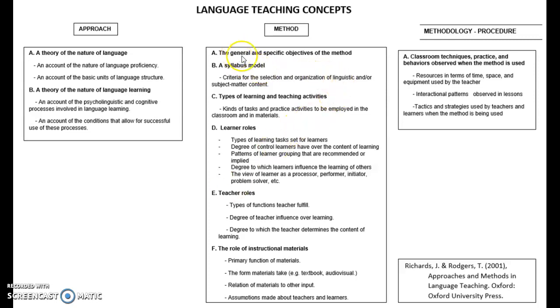A method then includes general and specific objectives. So yes, developing language learning by including specific learning conditions and specific processes of exposing students to the language. It includes the syllabus model, so it usually tells you exactly how to organize the linguistic information presented in the course that you are teaching, or in the classes that you're teaching, in the process you're carrying out with the students. It discusses what the types of learning activities and teaching activities are.